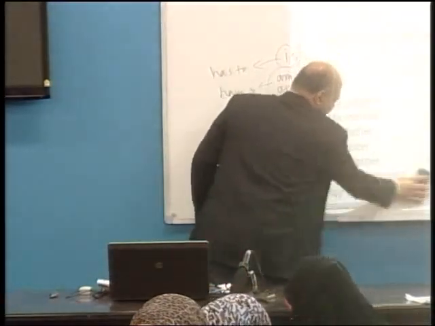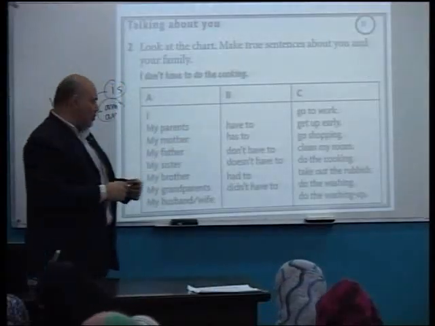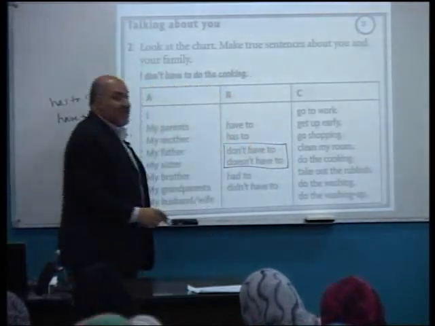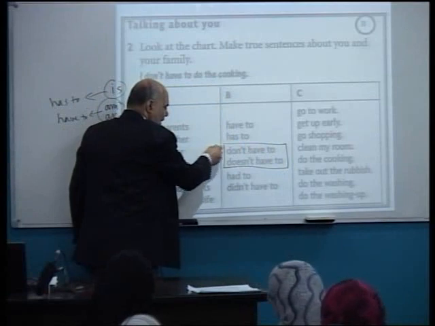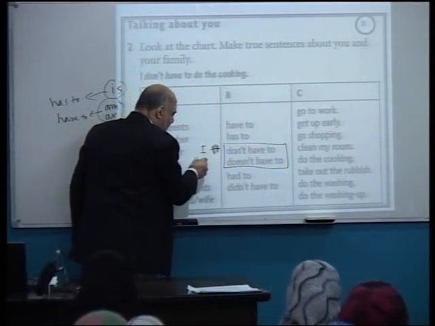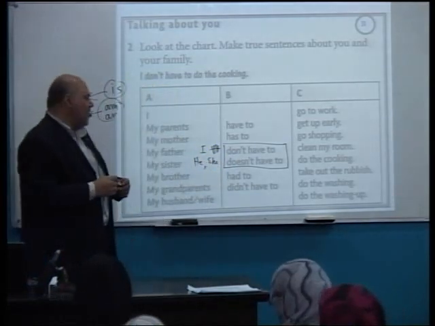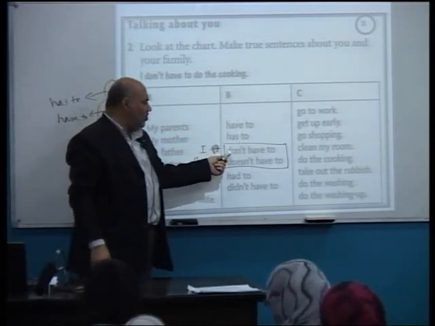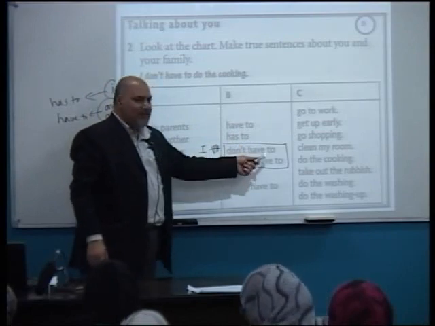To don't have to and doesn't have to. For the negative, this is for plural and I, and this is for what? For he and she. Yes? Yes. So, have to, the negative is don't have to. Has to, the negative is doesn't have to.